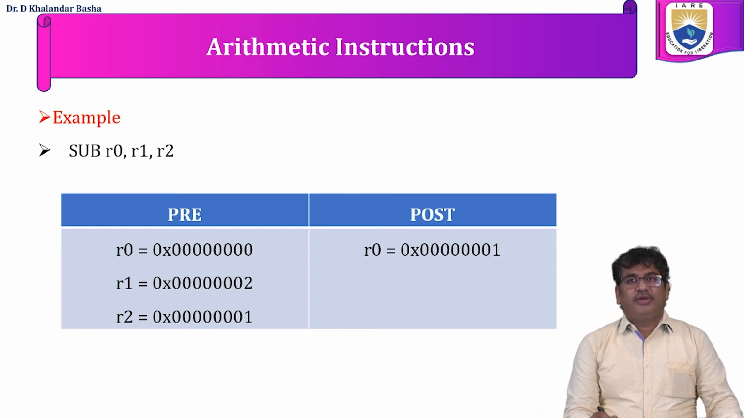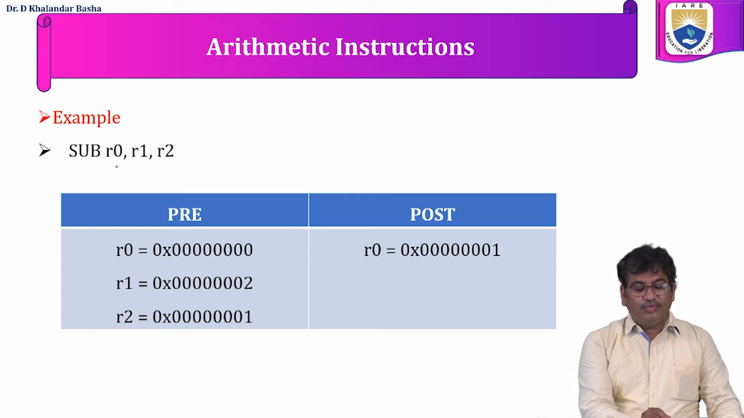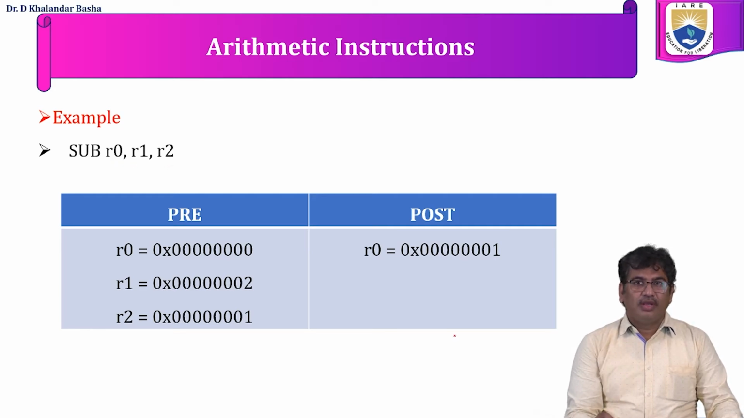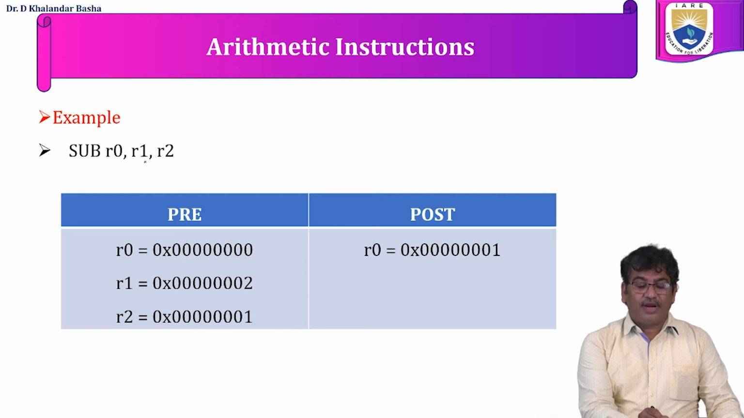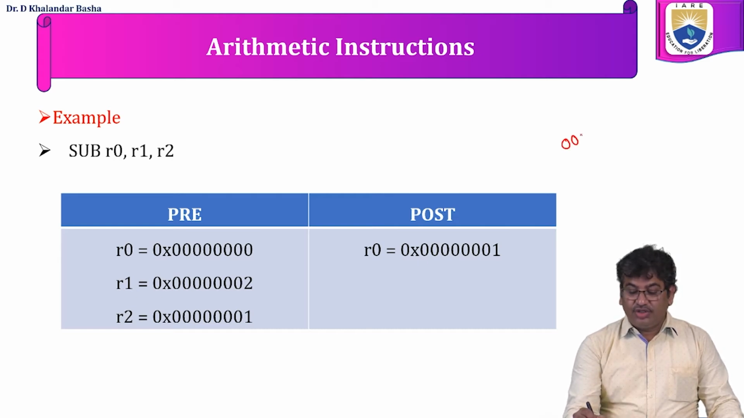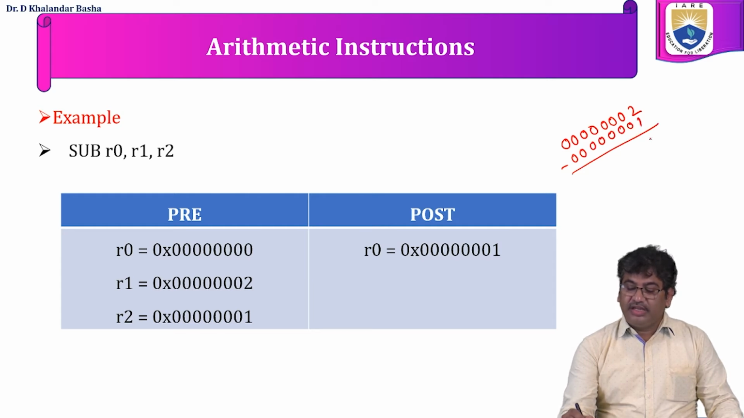A few examples under arithmetic instructions we will see. SUB R0, R1, R2. So here R1 is subtracted with R2 and the result will be placed in R0. Here in the example, R1 is given as 0, 0, 0, 0, 0, 0, 0, 2. This will be subtracted with 0, 0, 0, 0, 0, 0, 0, 1, which gives the result as 2 minus 1 is 1. The rest of the bits are zeros, so we'll get the result as 0. This will be moved to R0.